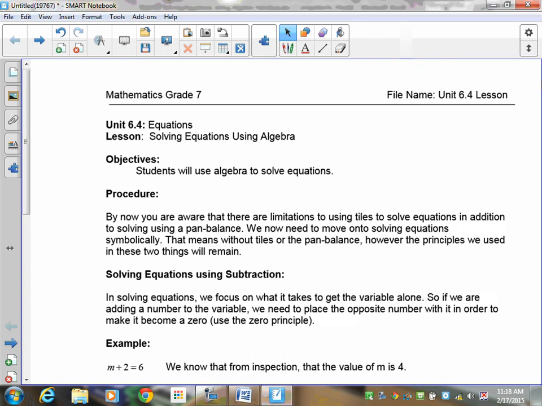Welcome to lesson 6.4, equations. Now, this lesson is very long. It's 12 pages. It's in depth. It's going to take us a while to get through it. As a result, I'm going to have to split this into segments which are easier for you to download.